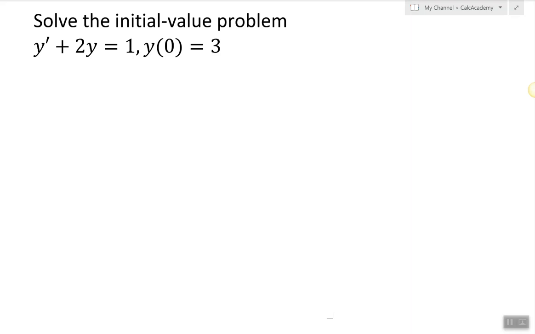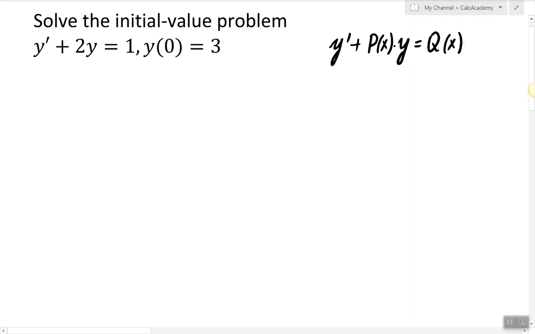In this video, I will show how to solve an initial value problem using the integrating factor approach. First of all, we have to recognize that we have a linear equation. That is, we have an equation in this form. It is the derivative of a function plus some function of x times the unknown function, and all that is equal to some function of x.